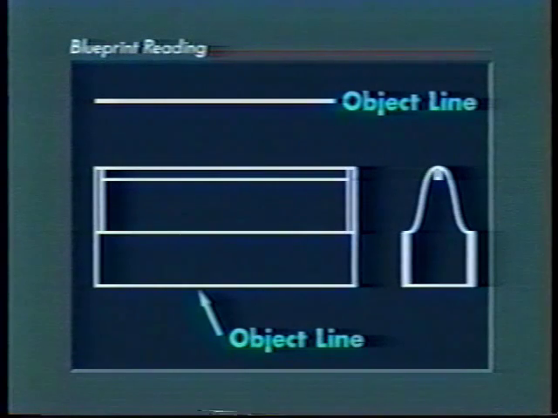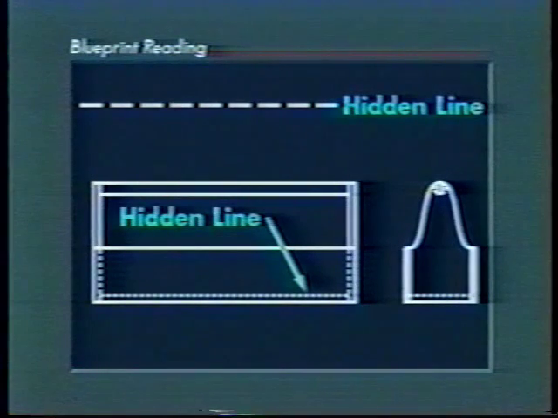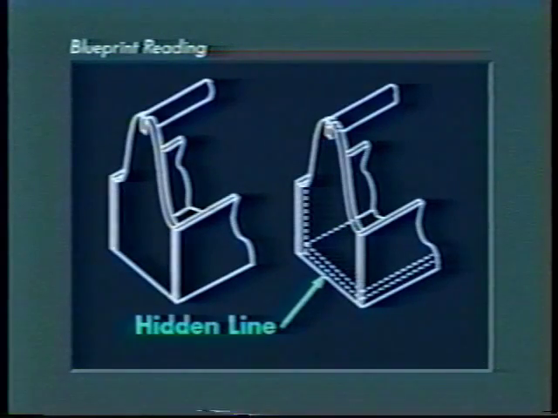The darkest, thicker, solid line on a drawing is called an object line. Object lines outline the shape of the object. Hidden lines are indicated by short dashes or broken lines. These lines are used to show invisible lines, such as edges or surfaces hidden from view. Hidden lines show details that are not visible in a given view.